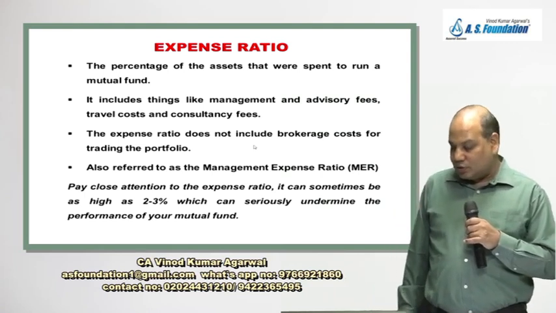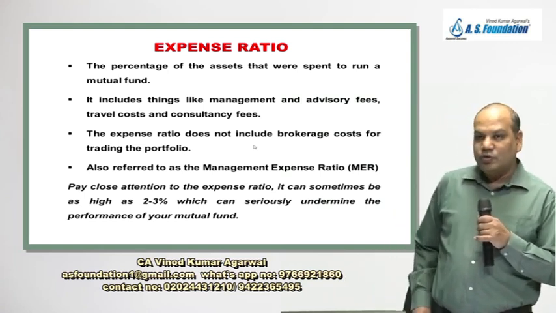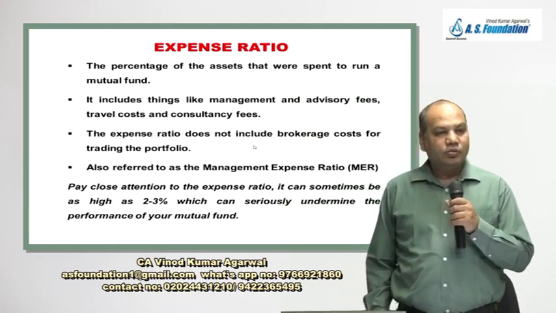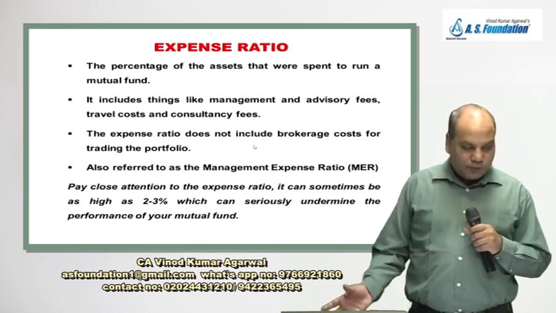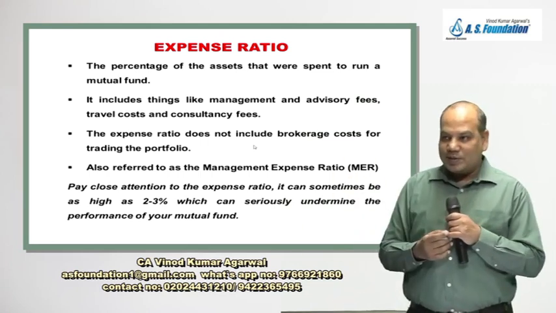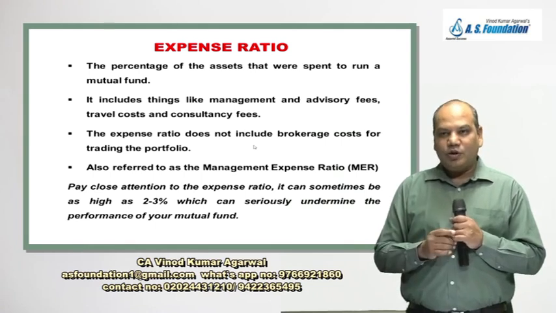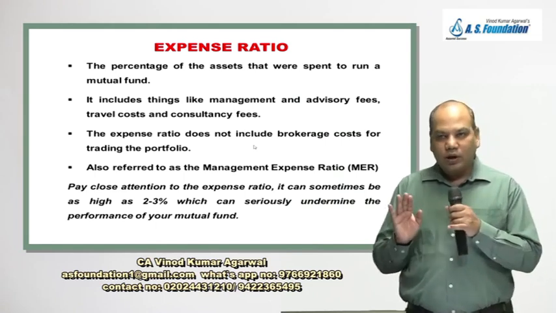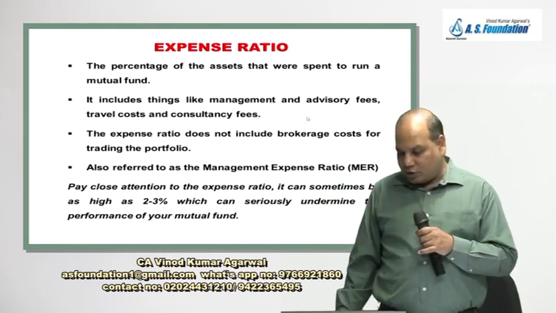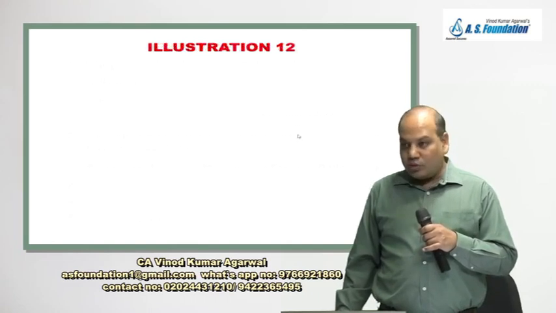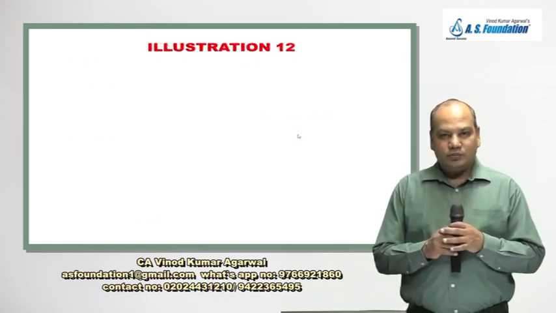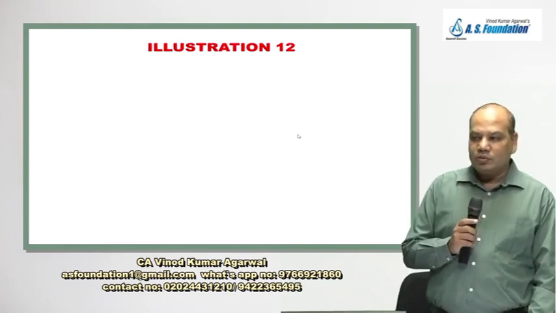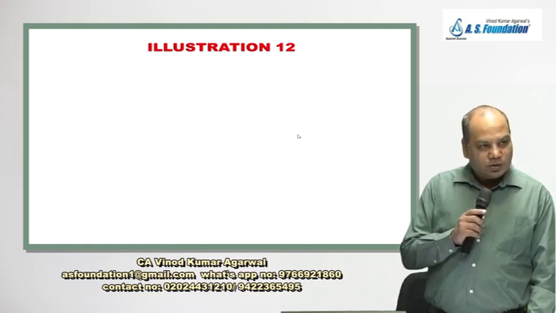Pay close attention to the expense ratio. It can sometimes be as high as 2 to 3%, which can seriously undermine the performance of your mutual fund. Formula for expense ratio: expense per unit upon average NAV. Higher ratio is not good here. Here we should look for those mutual funds where expense ratio is lower. Lower the expense ratio, higher will be the return to the investors.